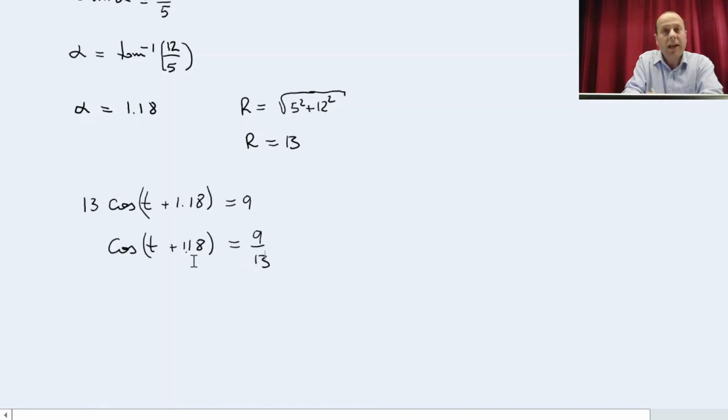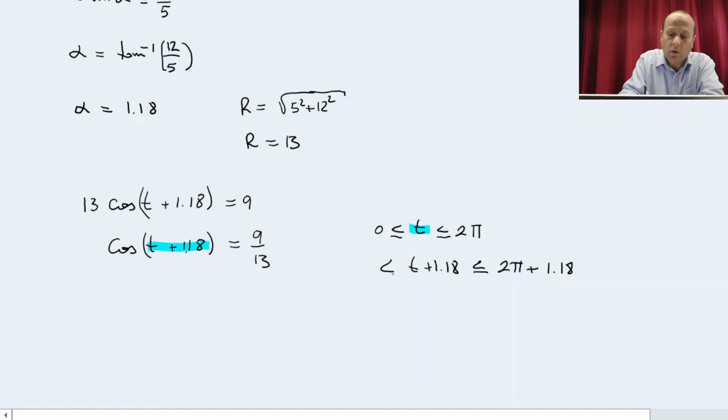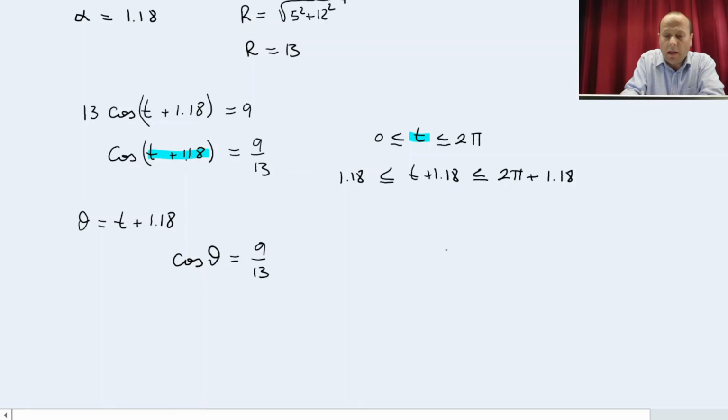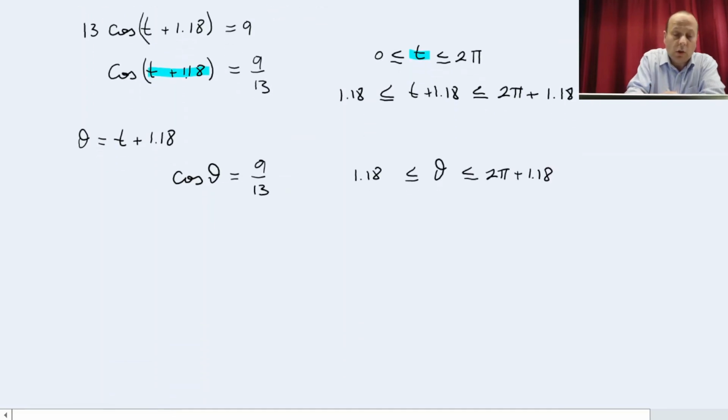Now let's fix the range of this variable to make it the same. So t + 1.18 is smaller than or equal to pi + 1.18 and greater than or equal to 1.18. Let theta be t + 1.18. Now substituting, cos theta is equal to 9 over 13, and theta is in the range. Solving it, taking the inverse cosine of 9 over 13, theta is equal to 0.81.